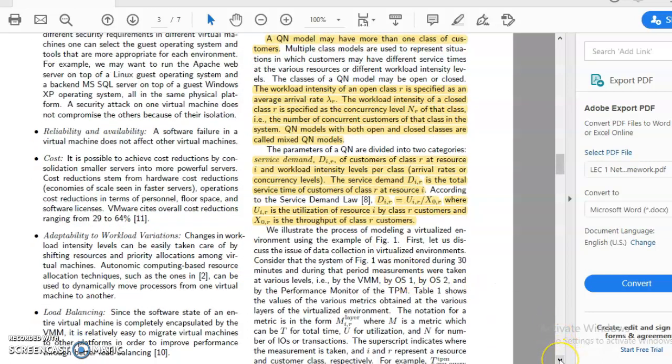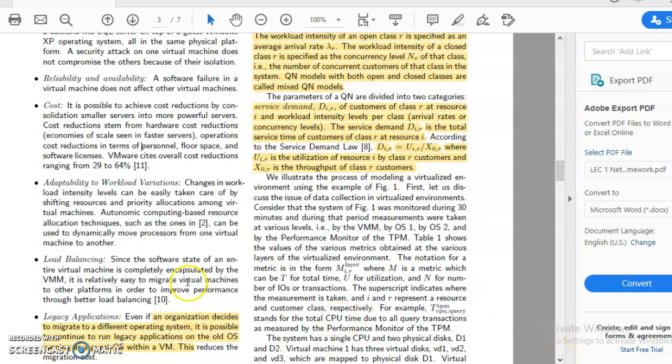Next is load balancing. Since the software state of an entire virtual machine is in the VMM, it is easy to migrate virtual machines to other platforms.